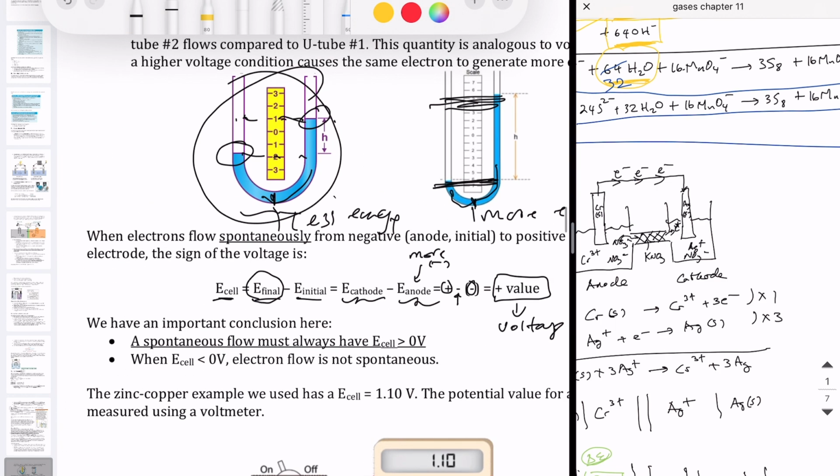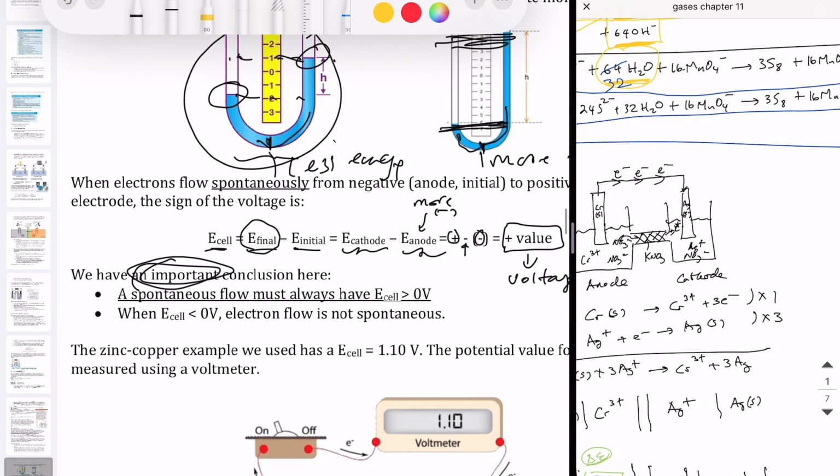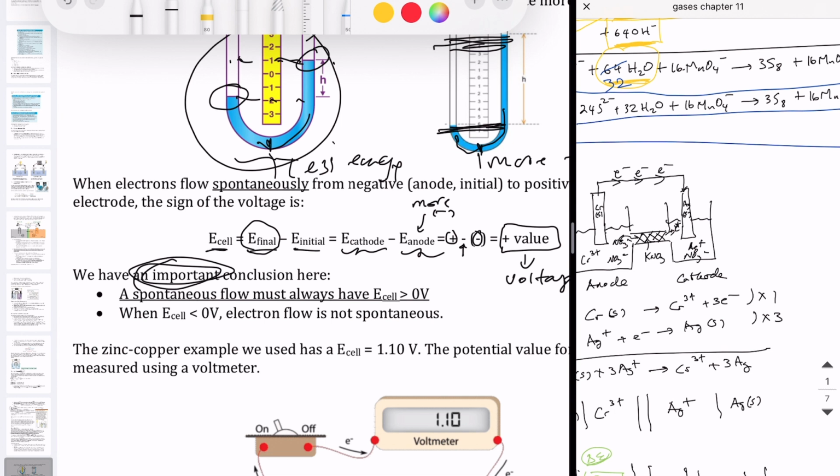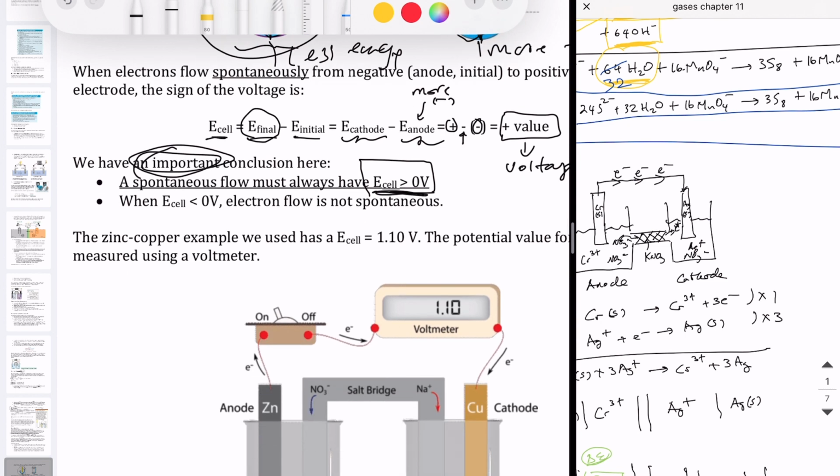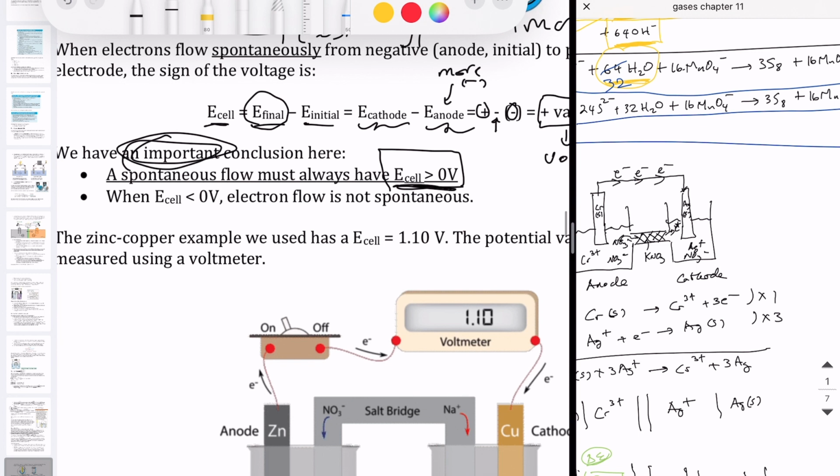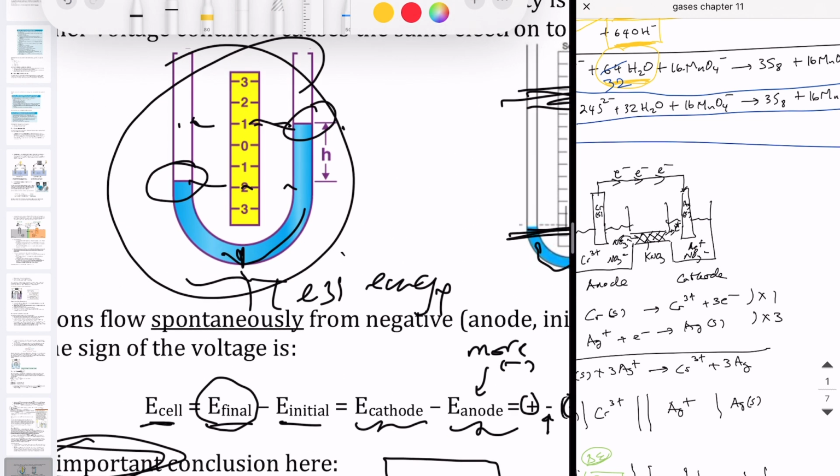Now, this is actually super important. I really want to highlight this: anytime you have a spontaneous flow, your E cell, your voltage, has to have a positive value. This is going to be really important later on when we start calculating these voltage differences for some pairing of electrodes. And when your E cell is negative, that means the electron flow is not spontaneous. So the electrons don't want to flow from one side to the other. That's like imagining water flowing from the lower side to the higher side. It never happens, right? It doesn't happen spontaneously. We're going to have to push it in order to make that happen. But the water will flow spontaneously from the higher side to the lower side.